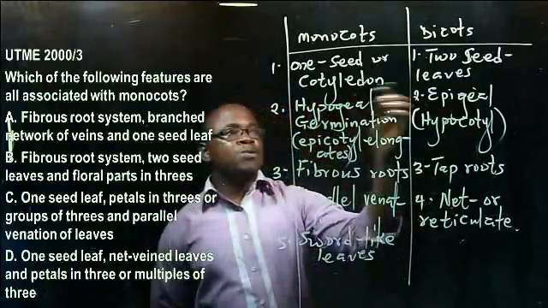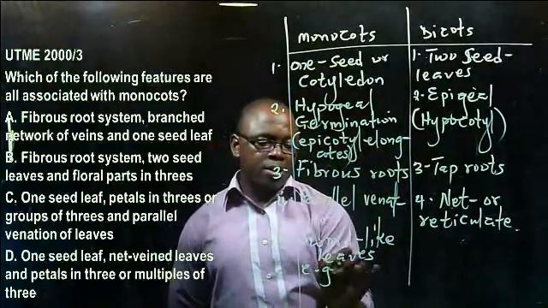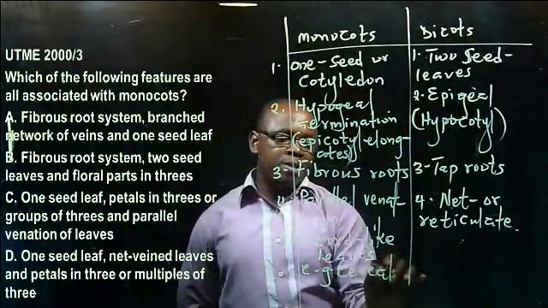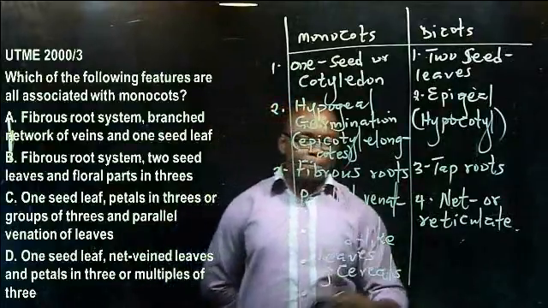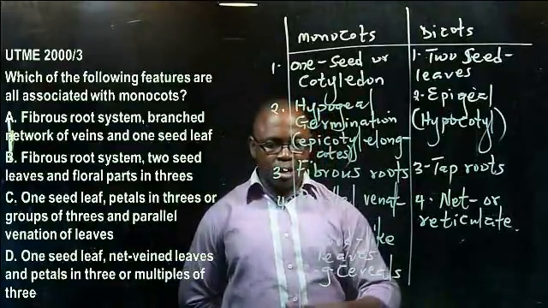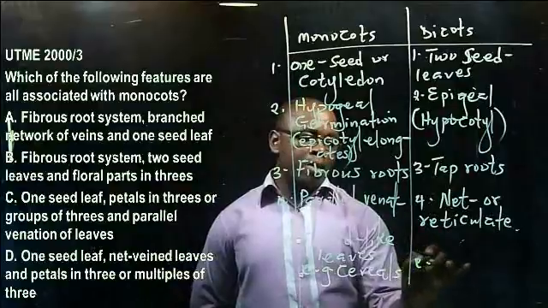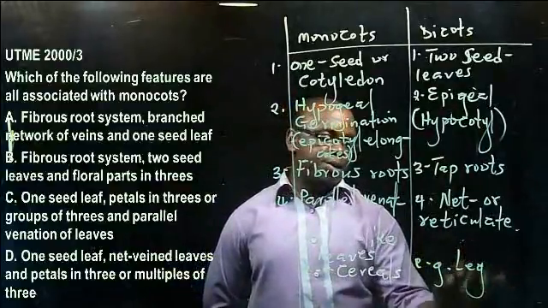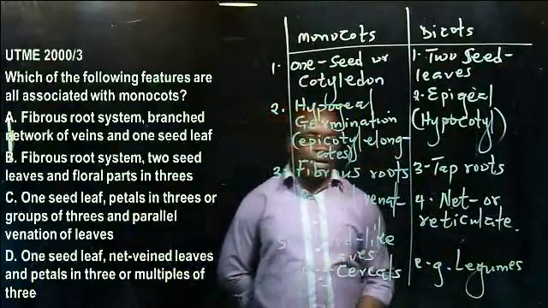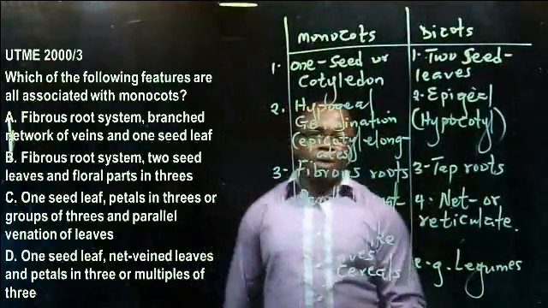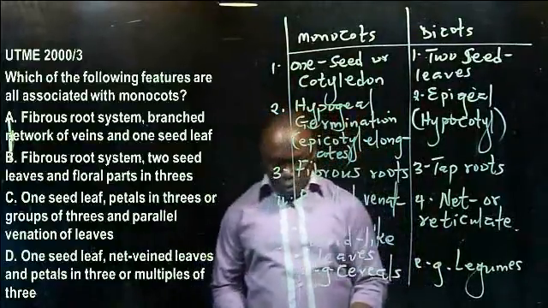Now, what are examples of monocots and dicots? Basically, monocot examples are cereals. Cereals are grains that contain carbohydrates, like rice, maize, sorghum, millet, wheat, and barley. These are all monocots. Then your dicots: your legumes are basically dicots. That's where we have the beans, the cowpea, and the groundnuts. They are all dicots. So you can easily answer that question now, having the differences between monocots and dicots.